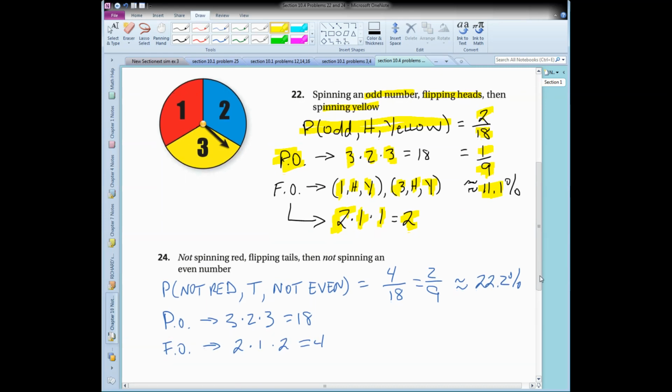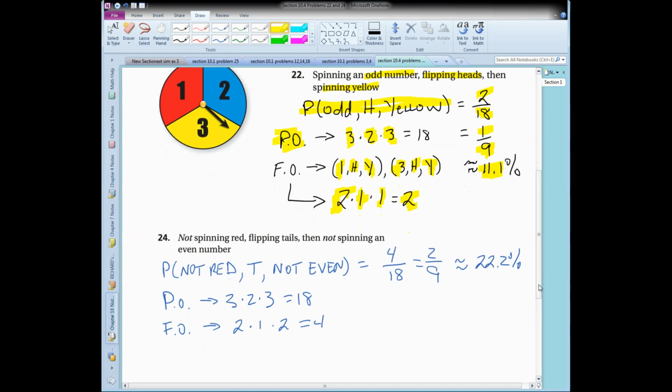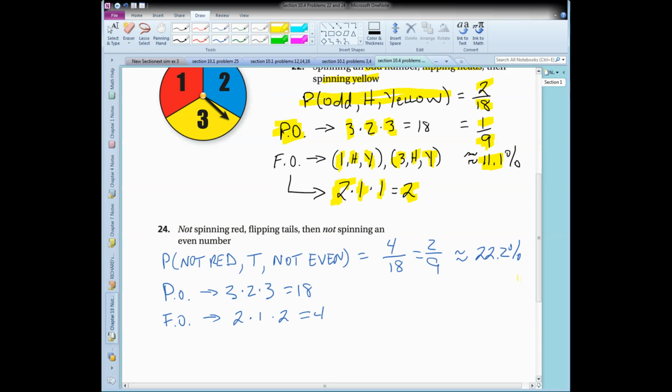What about for not spinning red, which means I would be spinning blue or yellow, flipping tails, and then not spinning an even number, which means I'd want to spin an odd number, which are 1 and 3? So the number of possible outcomes hasn't changed. There's 18 of those. Okay, so that's my denominator.